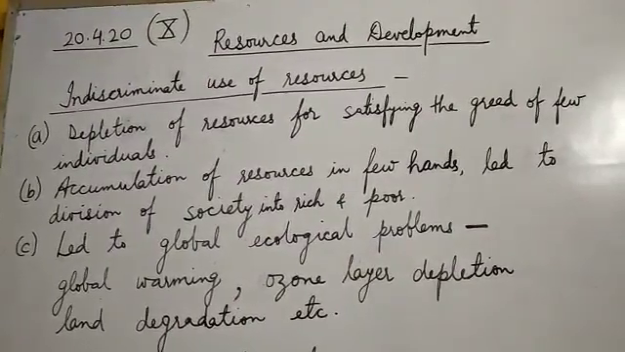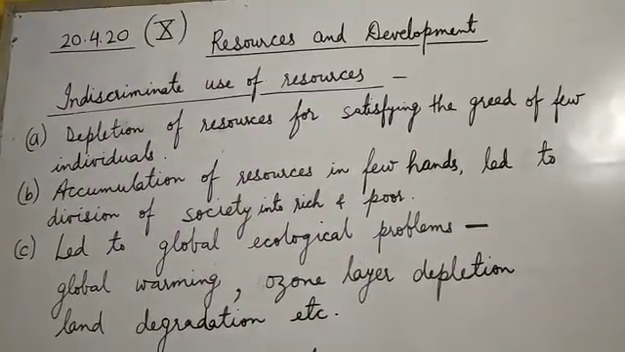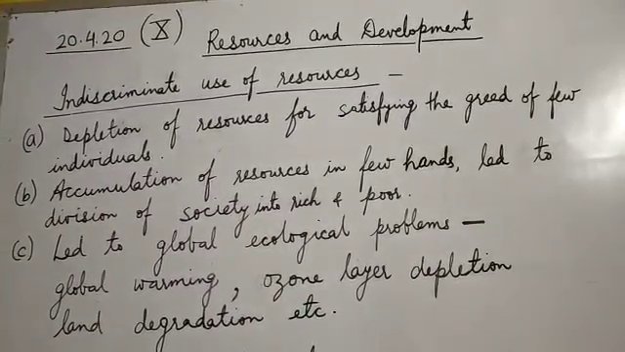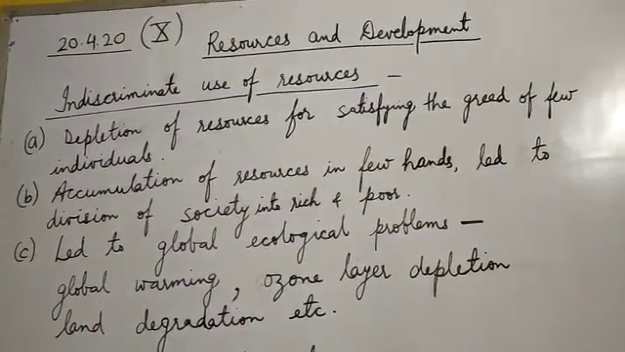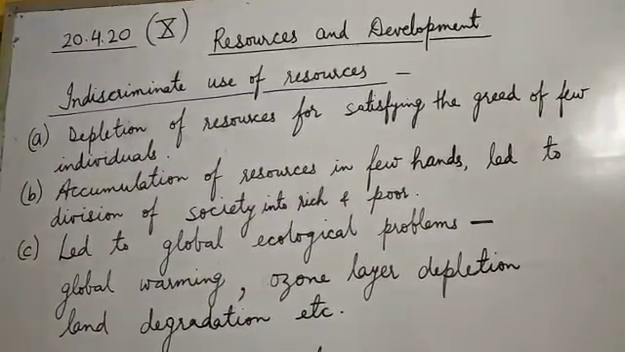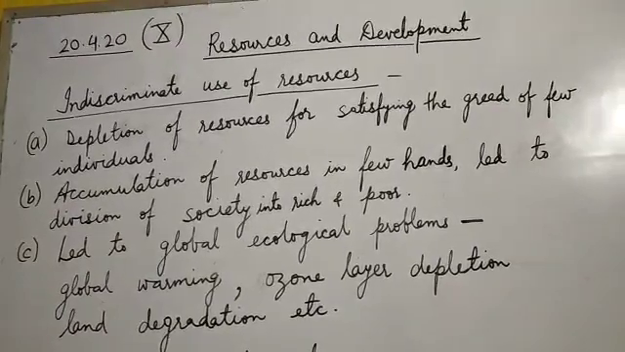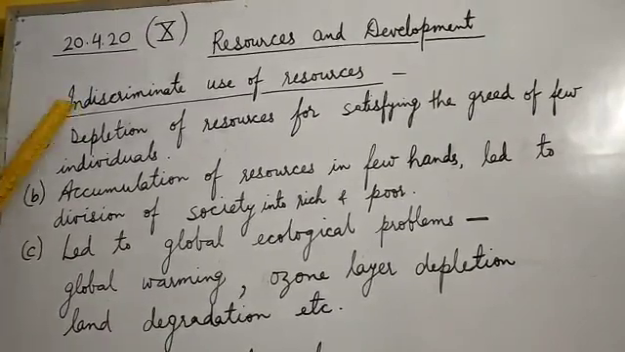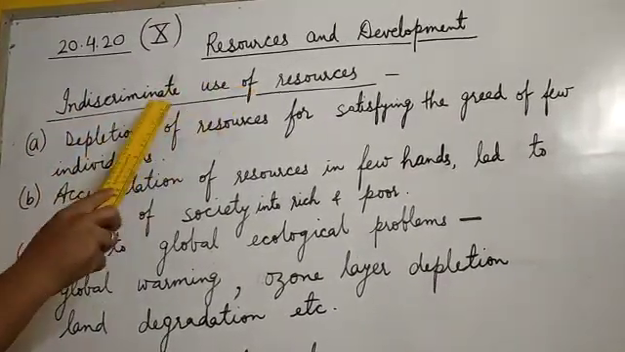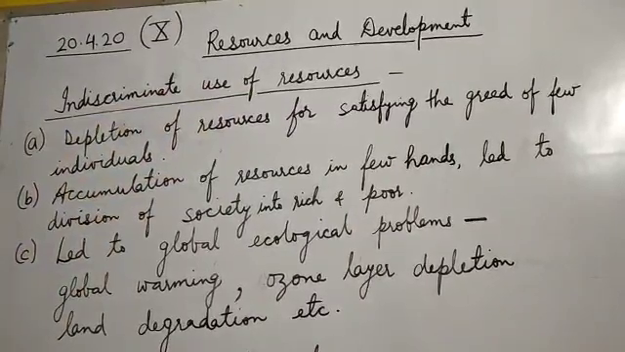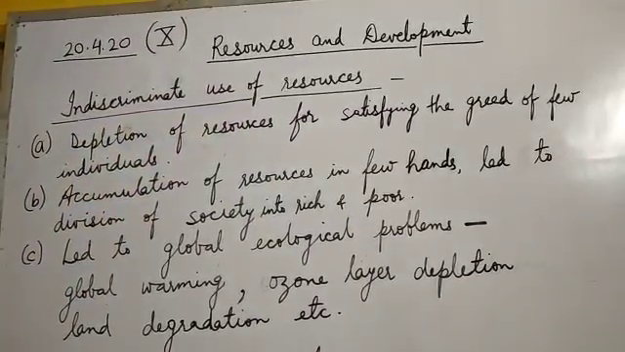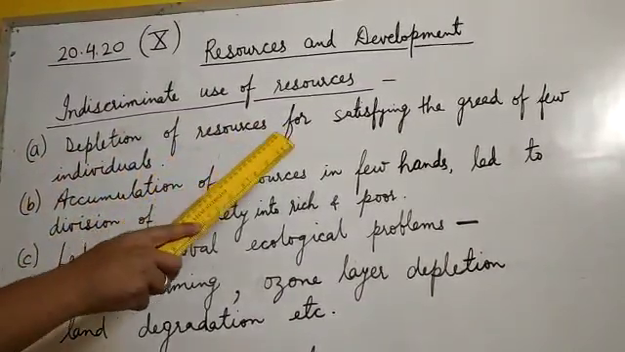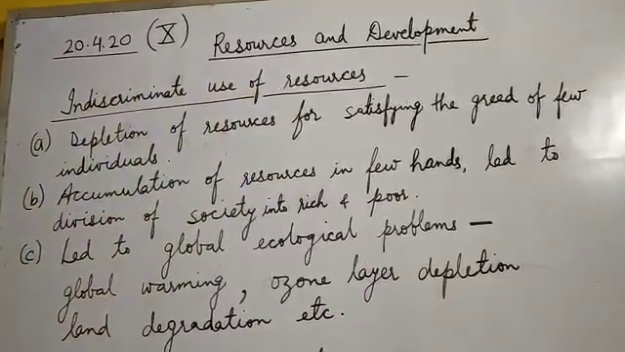It was believed that it is a gift of nature, and therefore humans use resources like water, minerals, soil, land excessively, indiscriminately. This indiscriminate use of resources has a negative impact on Earth. Let us discuss which negative results the indiscriminate use of resources leads to. The first one is depletion of resources for satisfying the greed of few individuals.